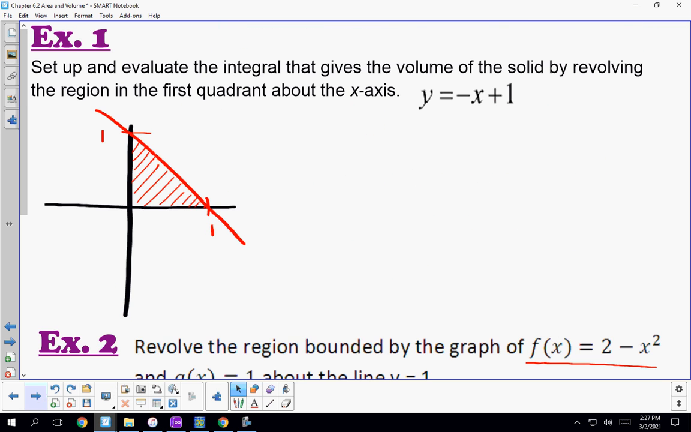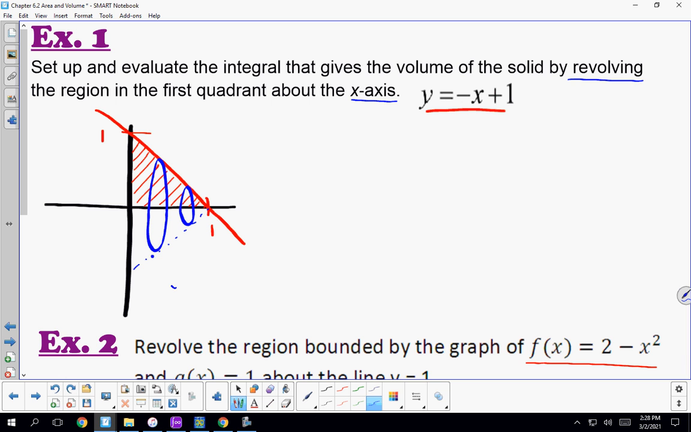Okay, so for example 1, I already have the region drawn out. So all I did was graph this, and it just wants us to take this triangular region, and it wants us to revolve, so that's how we know we're forming circles, about the x-axis. So that means I'm going to take this shape and revolve it so I have this kind of circular cone shape, and you can kind of see what that looks like.